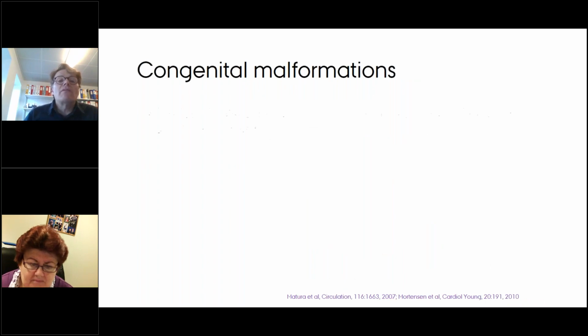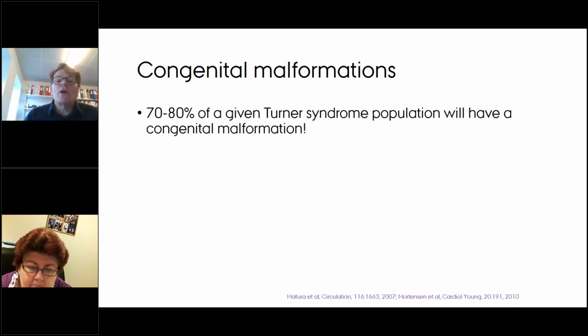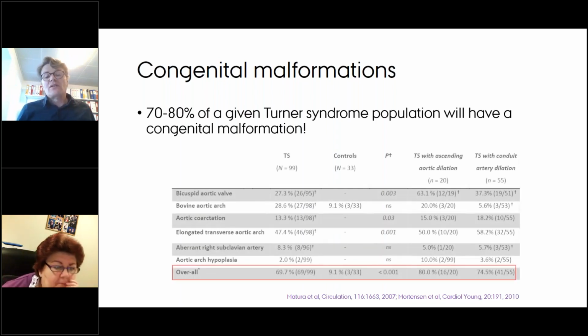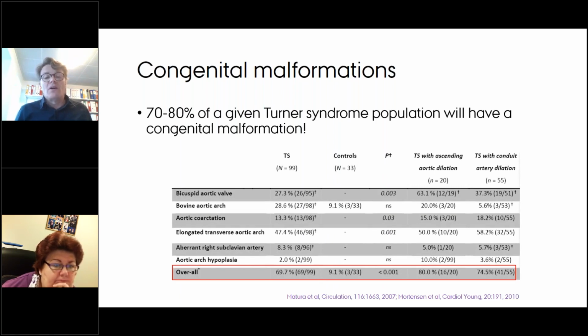We know that congenital malformations in any given Turner syndrome population are very frequent, especially if you look for it with MRI. You'll find that many have a malformation. These are some Danish data, but there are other American data to show the same, that bicuspid aortic valve, of course, bovine aortic arch, coarctation, elongated transverse aortic arch, and other abnormalities are very frequent. We also know that the occurrence of one malformation often is followed by the occurrence of other malformations.